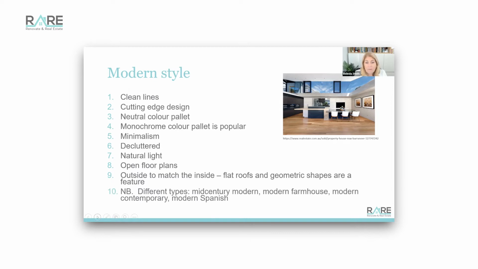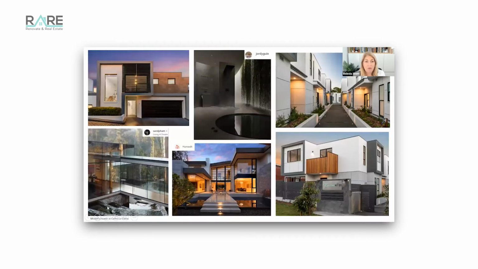And there are different types. When we talk about modern, really what I'll cover a lot today is modern contemporary, but there is also mid-century modern. Modern is a term that's used a lot: modern contemporary, modern Spanish, modern farmhouse. You'll see the word modern used quite a lot. So let's have a look at the exteriors. You'll see the common theme.